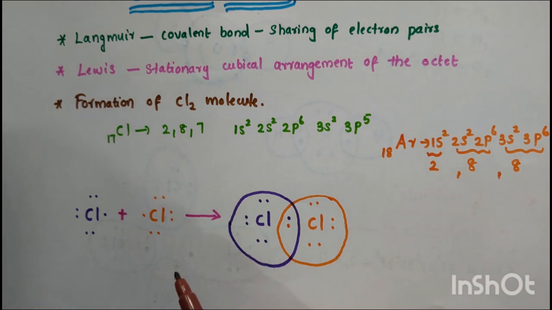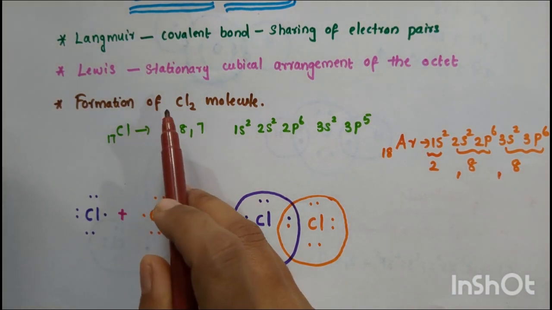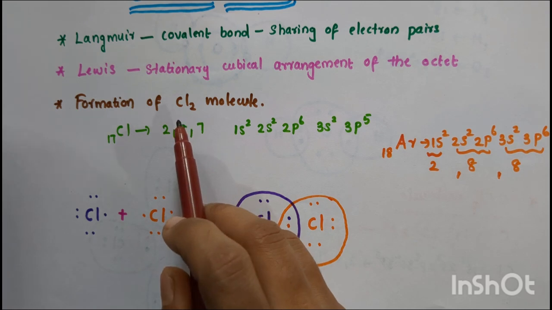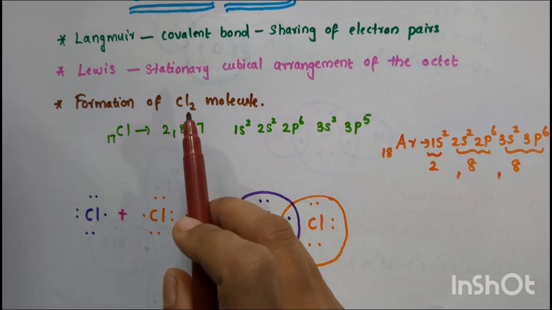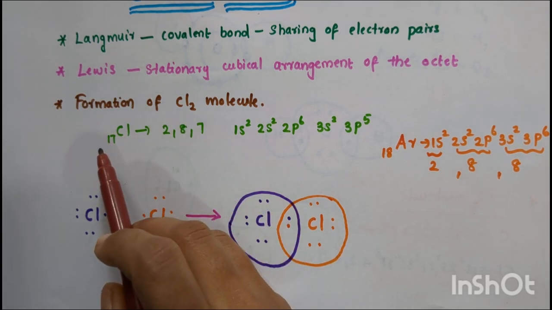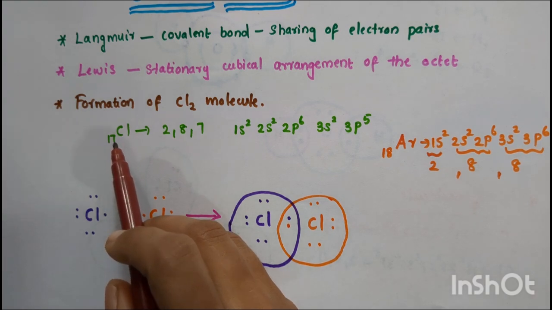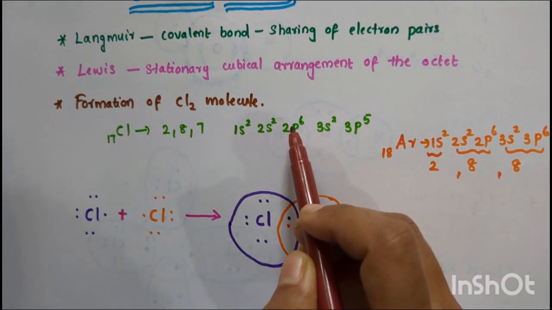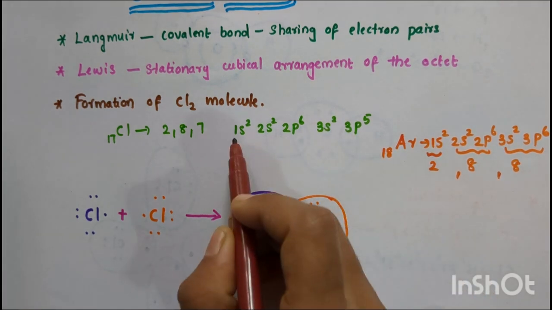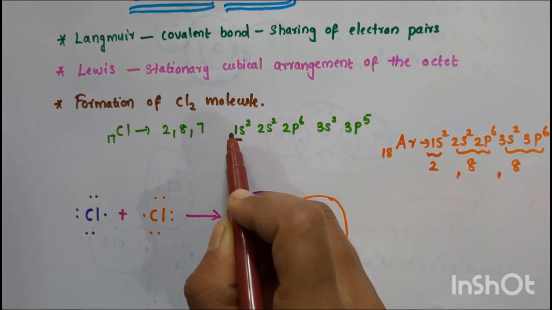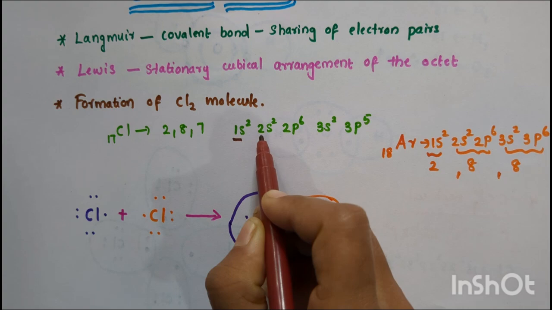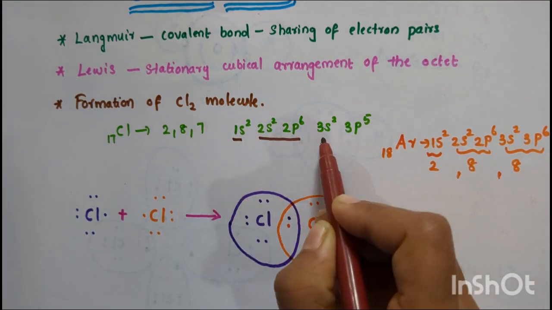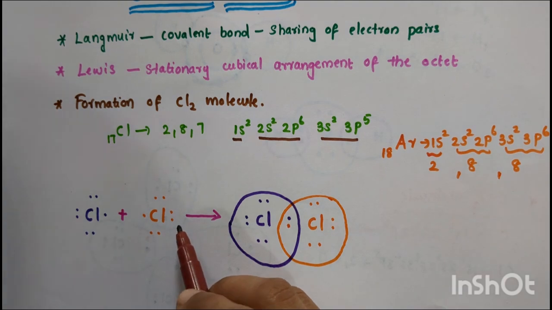Let us consider the formation of a chlorine molecule. A chlorine molecule has two chlorine atoms. The chlorine atom's atomic number is 17, so the electronic configuration is 2, 8, 7. That is 1s2, 2s2, 2p6, 3s2, 3p5. Corresponding to n equal to 1, 2 electrons are there; n equal to 2, we have 8 electrons; n equal to 3, we have 7 electrons.